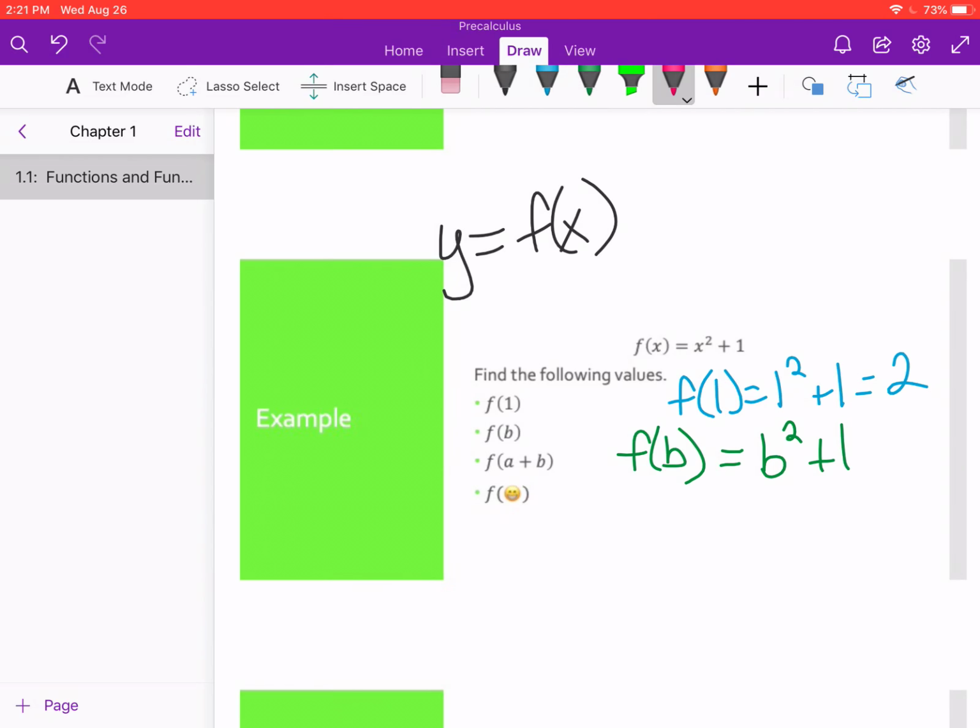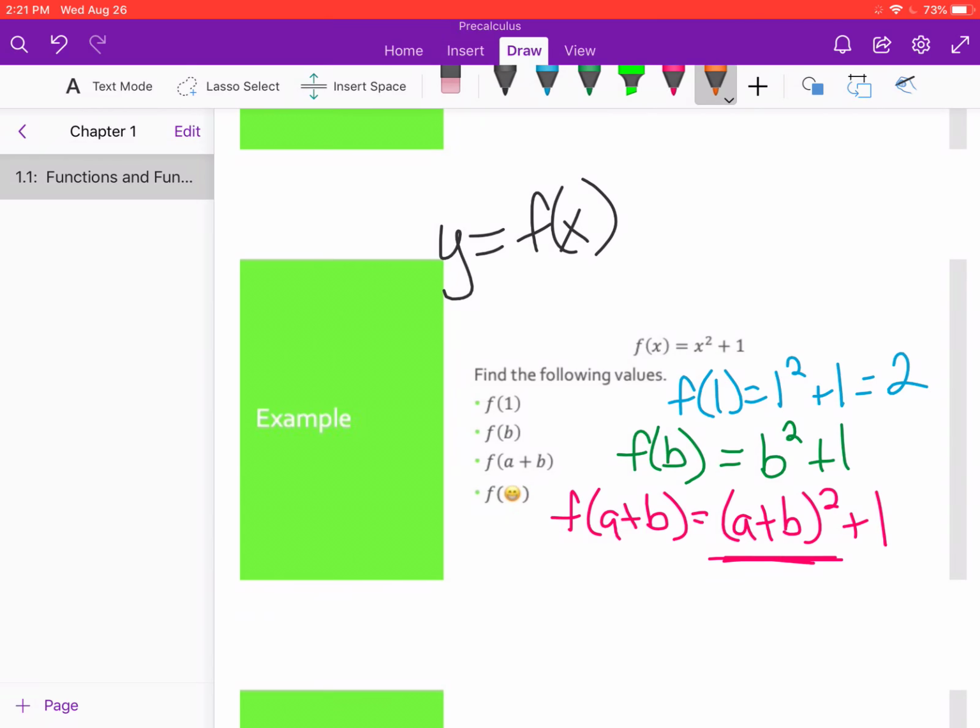Next one, f of a plus b. Now we're getting a little bit more difficult. Same thing, wherever we see x, now we're going to put the quantity a plus b. So we have (a plus b) squared plus 1. Go ahead and multiply out that (a plus b) squared and simplify it down as much as you can.